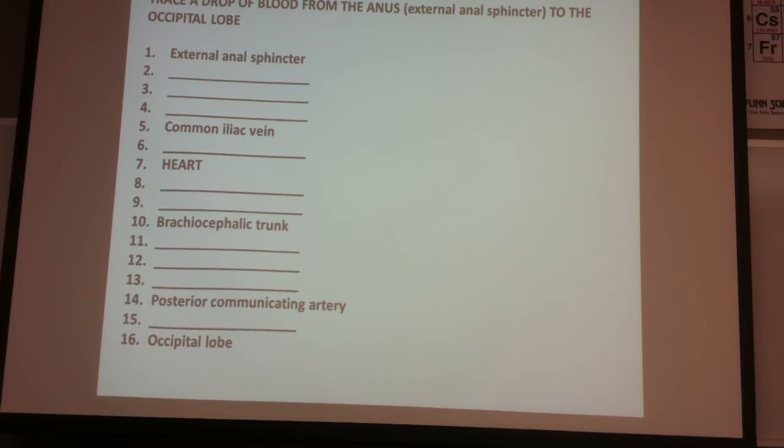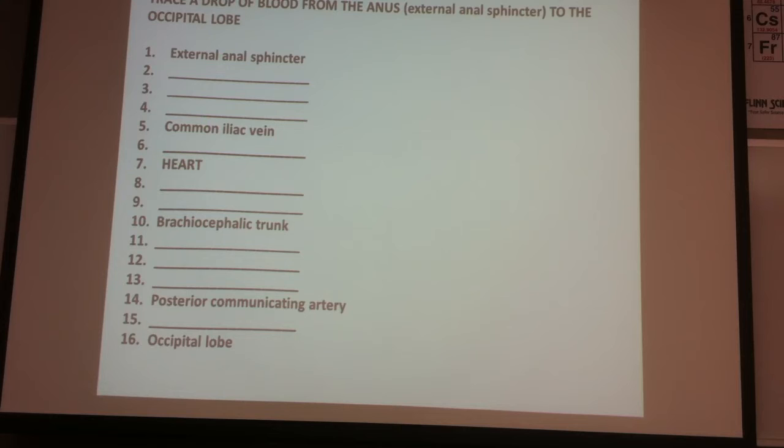Trace the drop of blood from the anus, or external anal sphincter, to the occipital lobe. We're talking about the brain here, so I know that has an occipital lobe. We start out with the external anal sphincter, and we're doing veins. "From" means we start out with veins, so don't make that mistake and go to arteries first. We're going back to the heart.